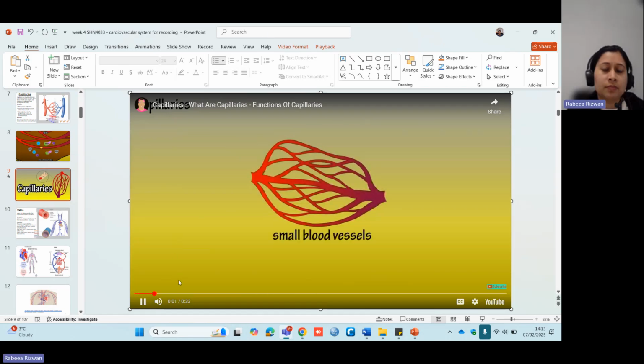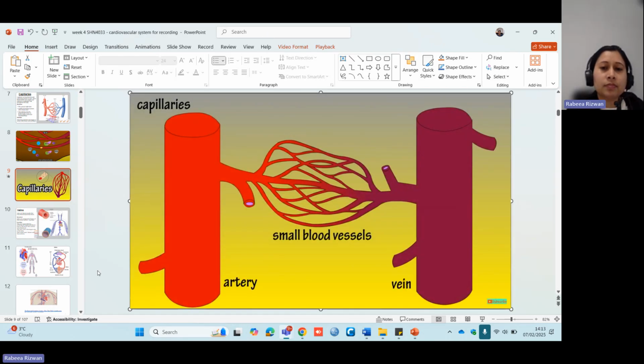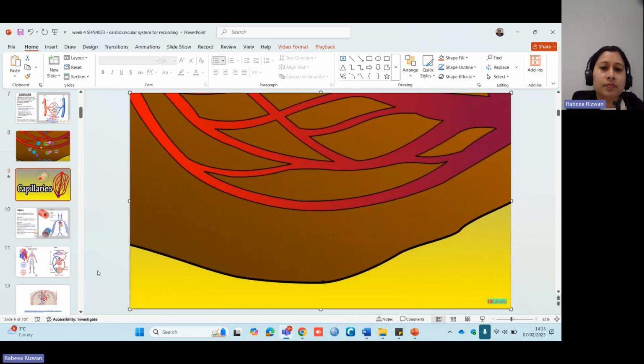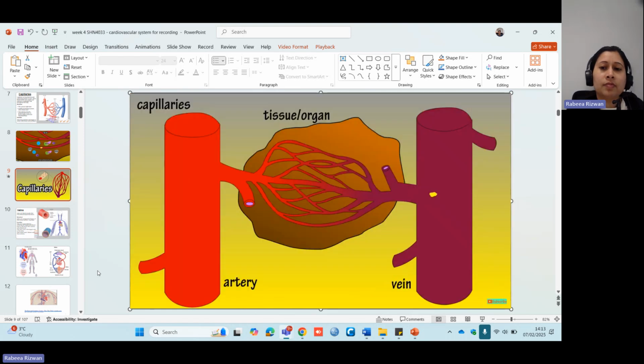Capillaries are small blood vessels that are part of the circulatory system. They connect arteries and veins, and many enter tissue forming a capillary bed. In this area, oxygen and other nutrients are released, and carbon dioxide and other waste products are passed into the blood, which then enters veins.